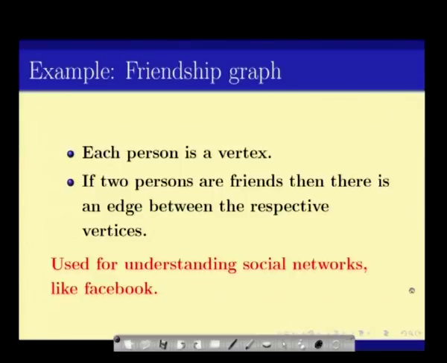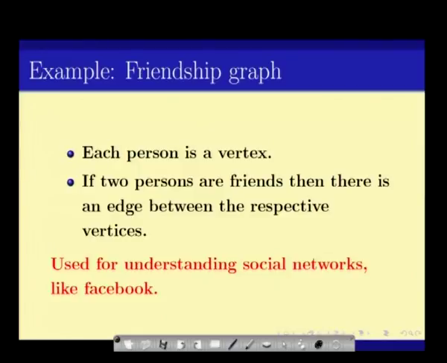So, solving or understanding graphs is a very useful thing, and that is why we will be spending quite a few lectures on understanding graphs and graph algorithms. Now, let us look at one example.